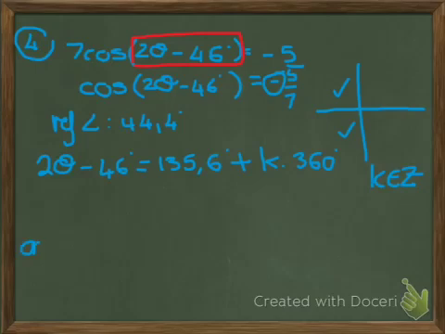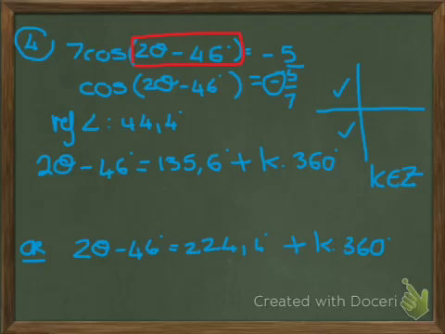But my other option, my angle, which remember is not theta but 2 theta minus 46, could have been in quad 3. If it was in quad 3, it would be 180 plus the reference angle. So 180 plus 44.4. That gives me 224,4. Don't forget, plus every 360 degrees.